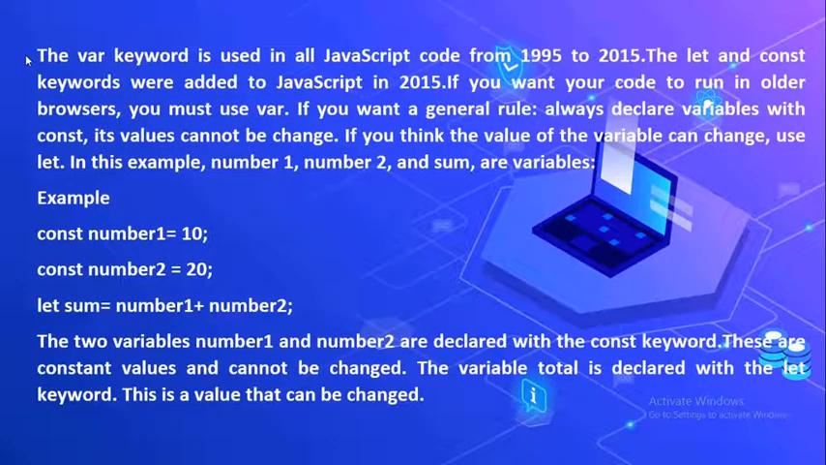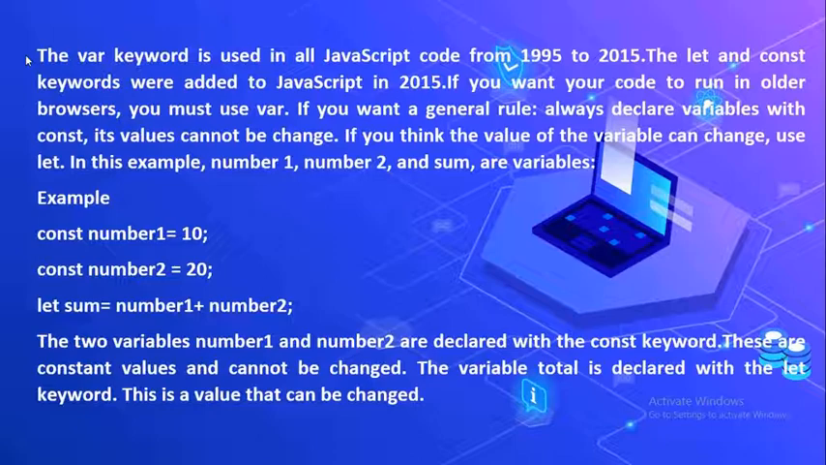The var keyword is used in all JavaScript code from 1995 to 2015. The let and const keywords were added to JavaScript in 2015. If you want your code to run in older browsers, you must use var. If you want a general rule, always declare variables with const. Its value cannot be changed. If you think the value of the variable can change, use let.